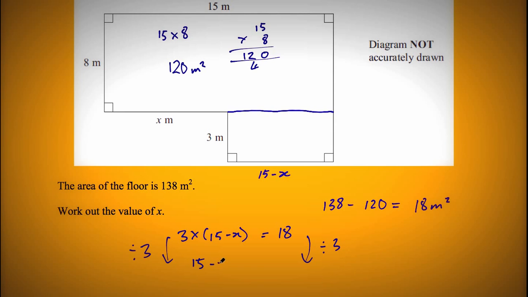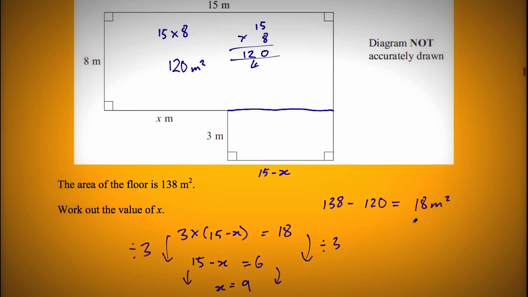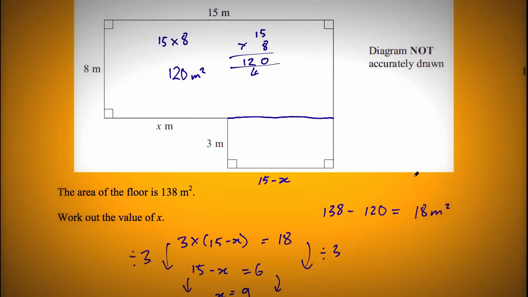15 minus x equals 6. Therefore, x equals 9. 15 minus 9 equals 6. And again, you would want to check that that works.